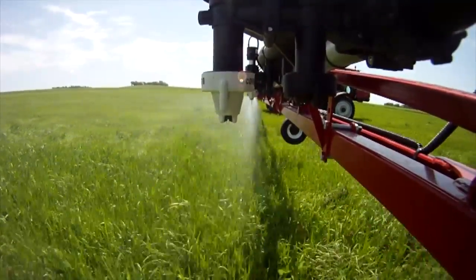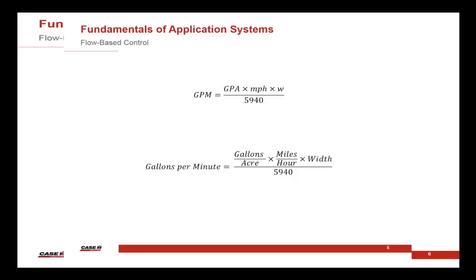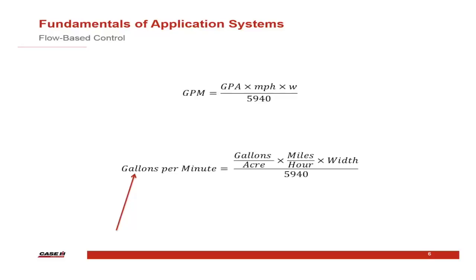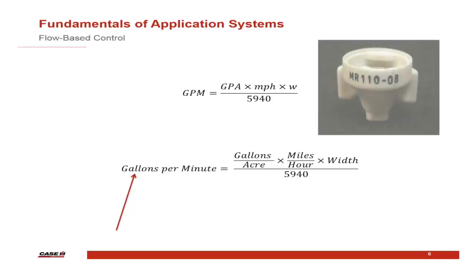Let's look at another way to visualize the way a rate controller works. This equation is the heart of any rate-controlled system. Let's start by breaking it into its individual pieces. GPM, or gallons per minute, corresponds to the number on the tip. For example, an 008 tip would flow 0.8 gallons of product per minute.